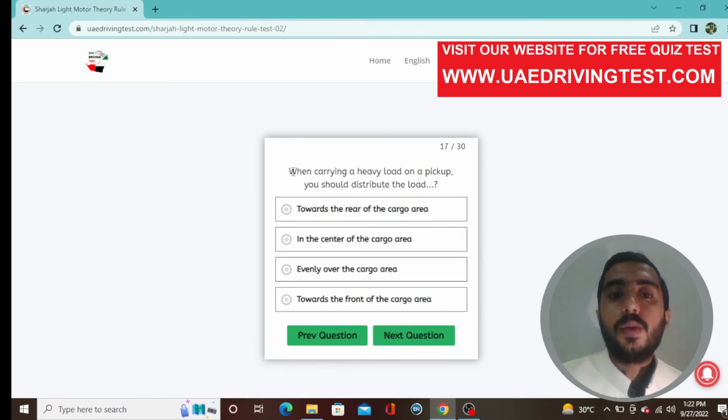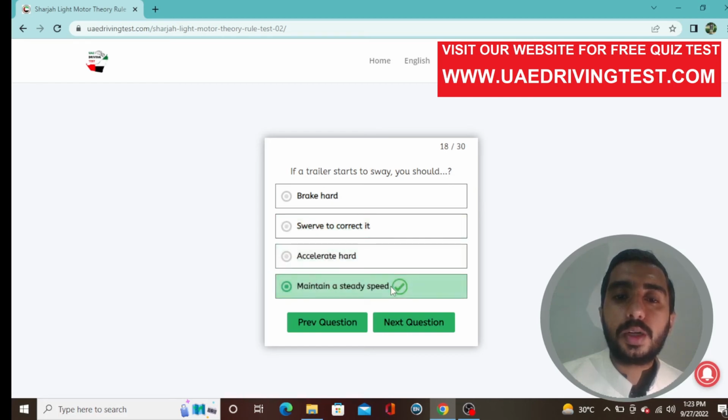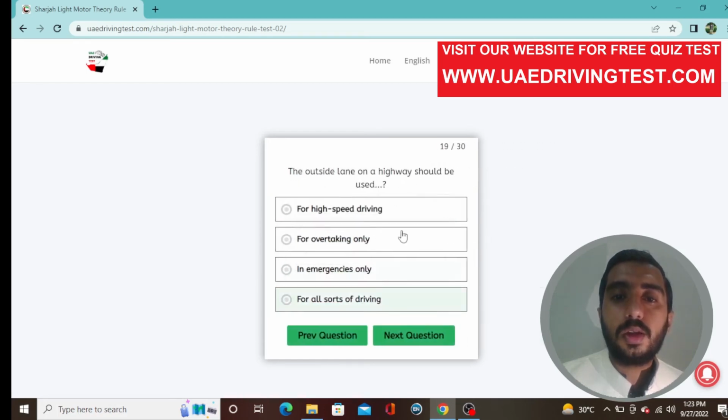Next question. When carrying a heavy load on a pickup, you should distribute the load evenly over the cargo area. Option C is the correct one. Next question. Question number 18 is if a trailer starts to sway, you should maintain a steady speed. Option D is the correct one. Next question. Question number 19 is the outside lane on a highway should be used for overtaking only. Option B is the correct one.